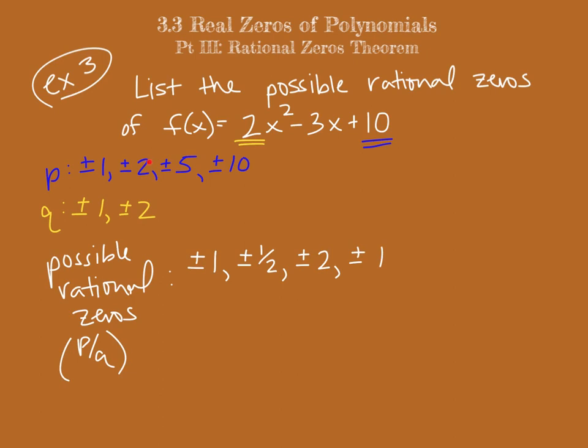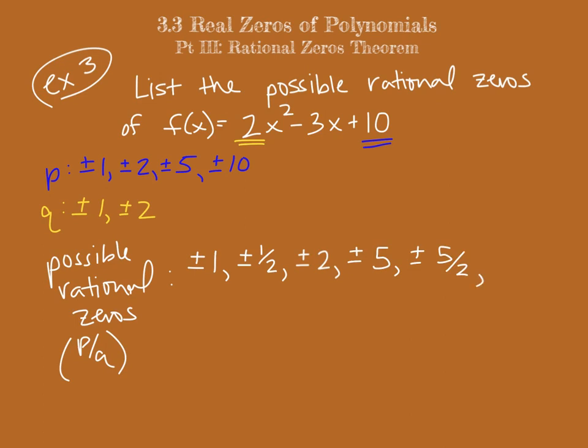We have our first repeat. 2 over 2 is 1. We have already listed 1, so we do not need to list it again. We can erase it. Okay, the next p-value I'm going to do is 5. 5 over 1 is 5, and 5 over 2 is 5/2. So plus or minus 5, plus or minus 5/2, no repeats there.